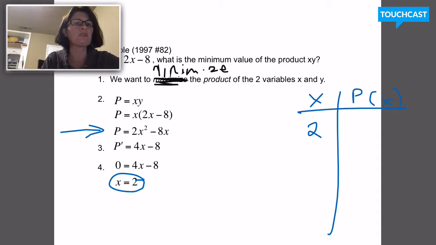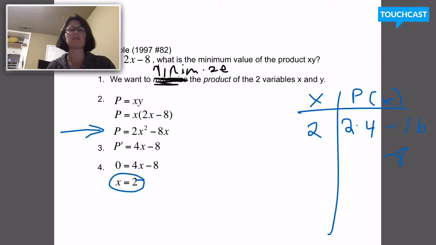So when I let x equals 2, I'm going to evaluate p of x at x equals 2. That's going to be 2 times 2 squared is 4, minus 8 times 2 is 16. I get 8 minus 16, which is equal to negative 8. So is that one of the answer choices? Yes, that is. That's a good sign. I do want to perform at least one more test.